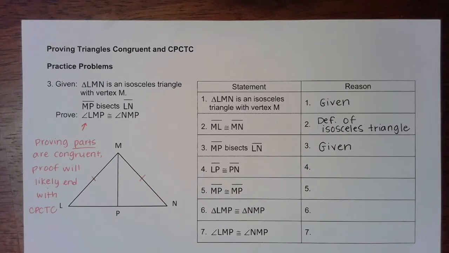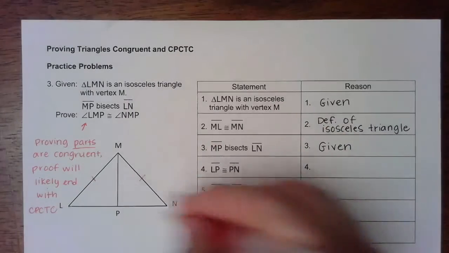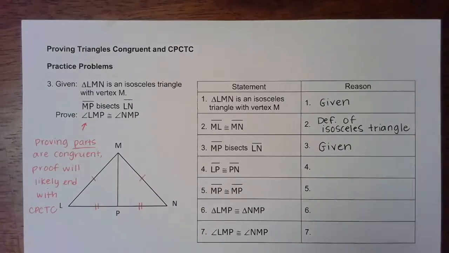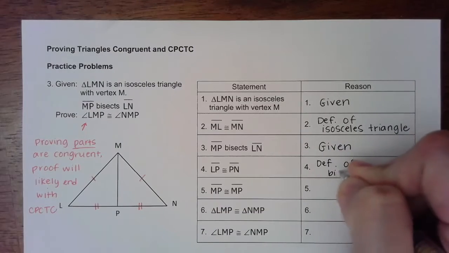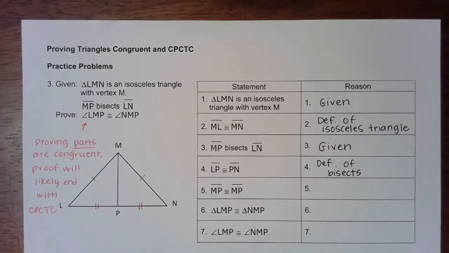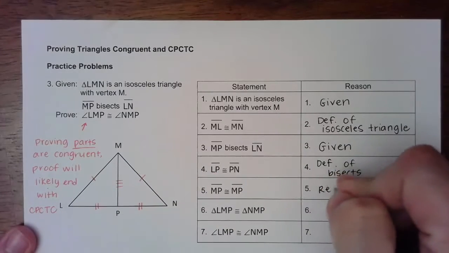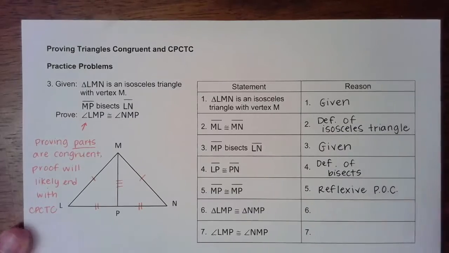Let's see, the next one's given. And then LP, so if MP bisects LN, that would mean that from L to P was the same thing as from P to N. And so that one is definition of bisect. So you could also write definition of segment bisector. Both of those would be fine to include there as definition. The reason why MP is congruent to itself is because of the reflexive property of congruence. That says that the side that's shared is the same on both.